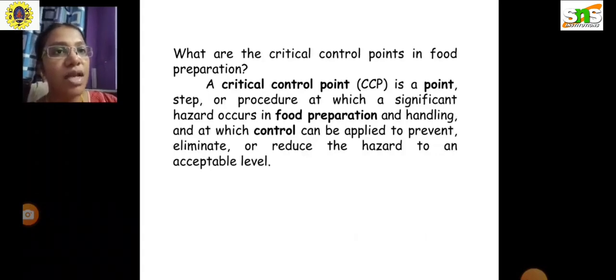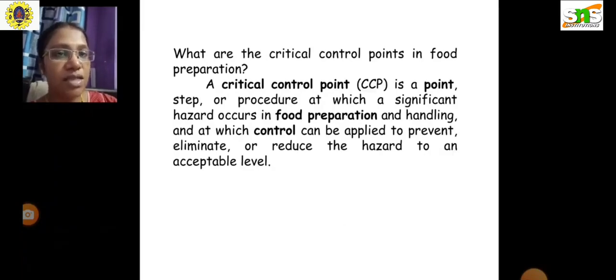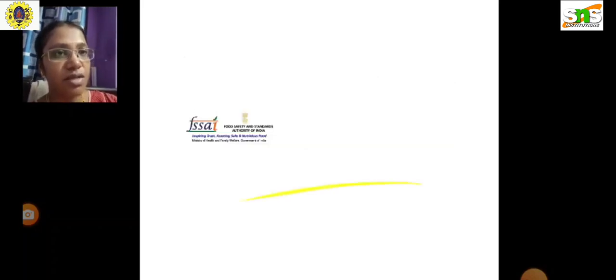Coming to the critical control points in any food preparation, a CCP is a point, step or procedure at which a significant hazard will occur in the particular food preparation and handling, and at which control can be applied to prevent, eliminate or reduce the hazard to an acceptable level. This flowchart of HACCP gives a pictorial representation of the process within the food industry. Generally it represents all the steps that the raw materials go through to become finished products.